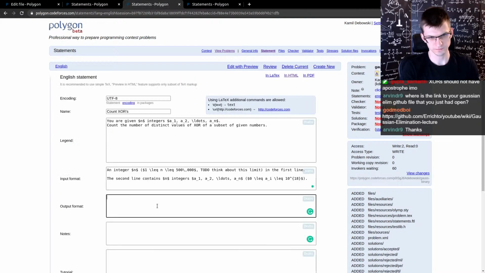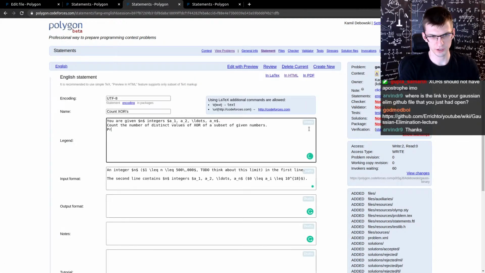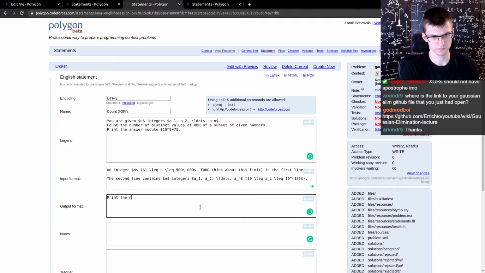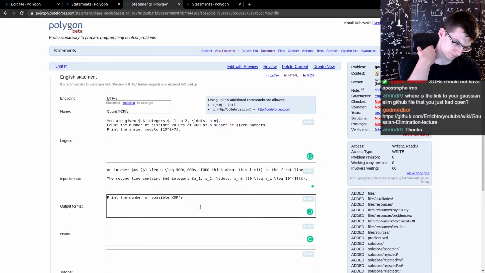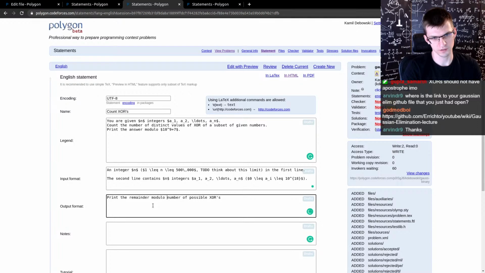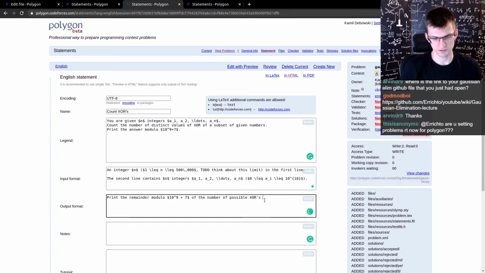Right. Print the answer modulo something, because it can be huge. I don't want to say that XORs are modulo billion seven. Print the remainder modulo this of the number of possible XORs.